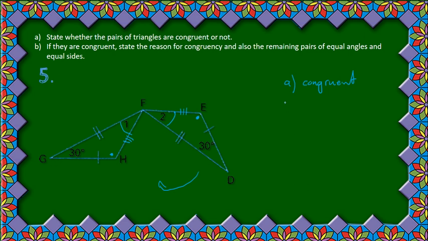and then for B, we say that angle H is equal to angle E, and we have that angle F1 is equal to angle F2, and then finally we can say that HF will be equal to EF.